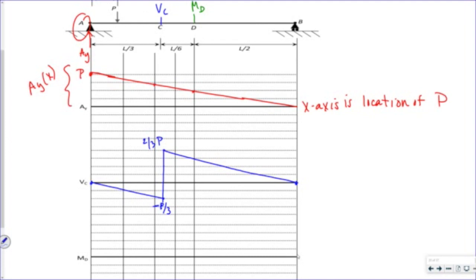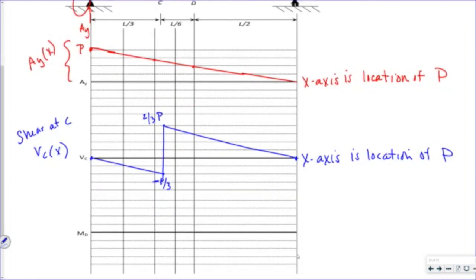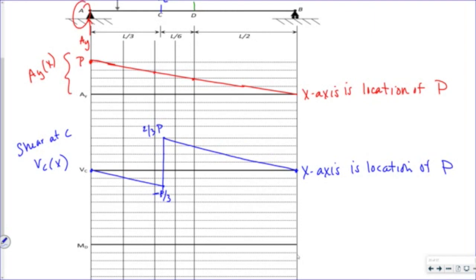If I put my load just to the left of point C, I get my maximum negative, P/3. Still, the x-axis is location of P. And the y-axis is VC, my function of that shear at C, at point C. That C point never moves. It's always at L/3. I'm going to hammer that into you.